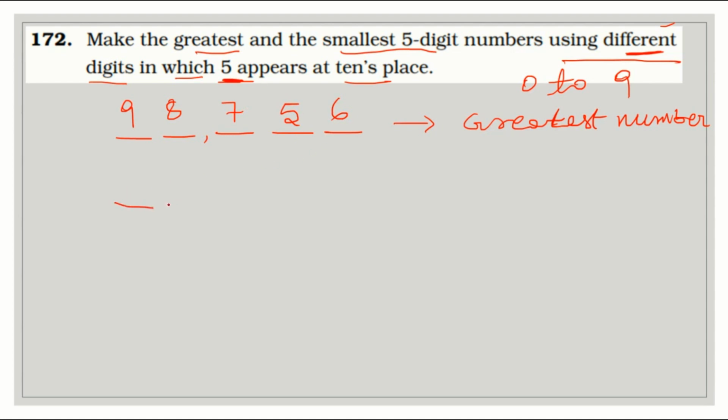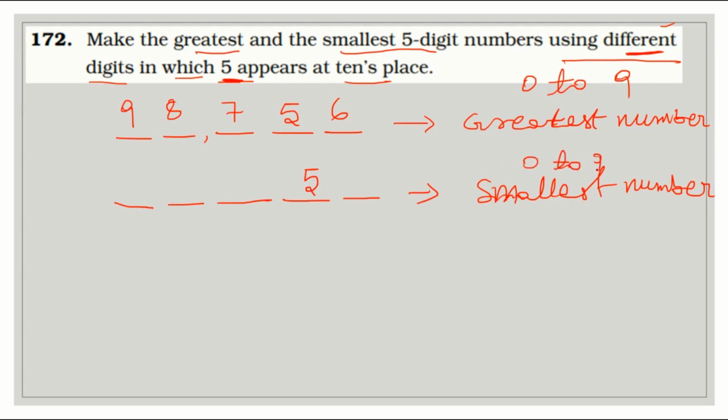Now we need, similarly, to form the 5-digit smallest number. When you are forming the smallest number with the same condition of 5 being in tens place and using 0 to 9, what are the available digits? Available digits, except 5, are 0, 1, 2, 3, and you have to use these smaller digits.